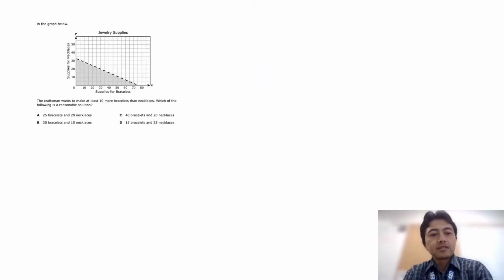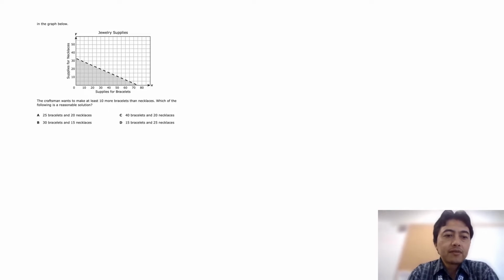Okay, for this problem, just note that when we graph inequalities, everything in the shaded area means it is a solution to the problem. If you look here, we're just looking for a reasonable solution. So we graph each one and see if it qualifies for all the conditions given in the problem. What are the conditions? First, there are at least 10 more bracelets than necklaces. And second, it fits in the shaded part of the graph.